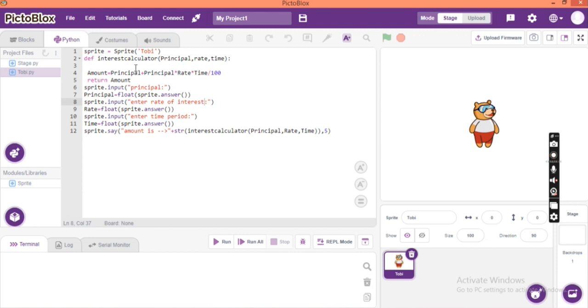So any doubts as of now? It's clear, right? In this way you can calculate the EMI.